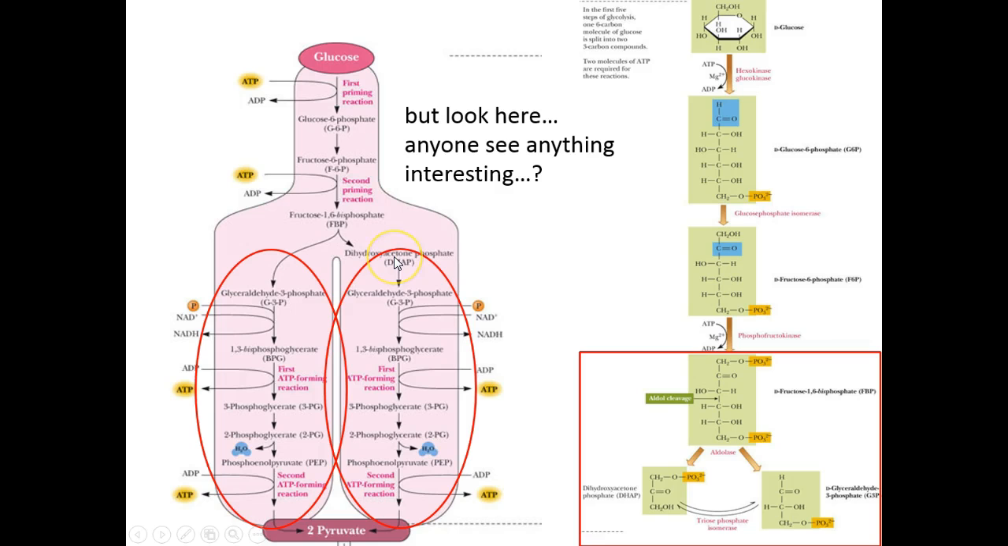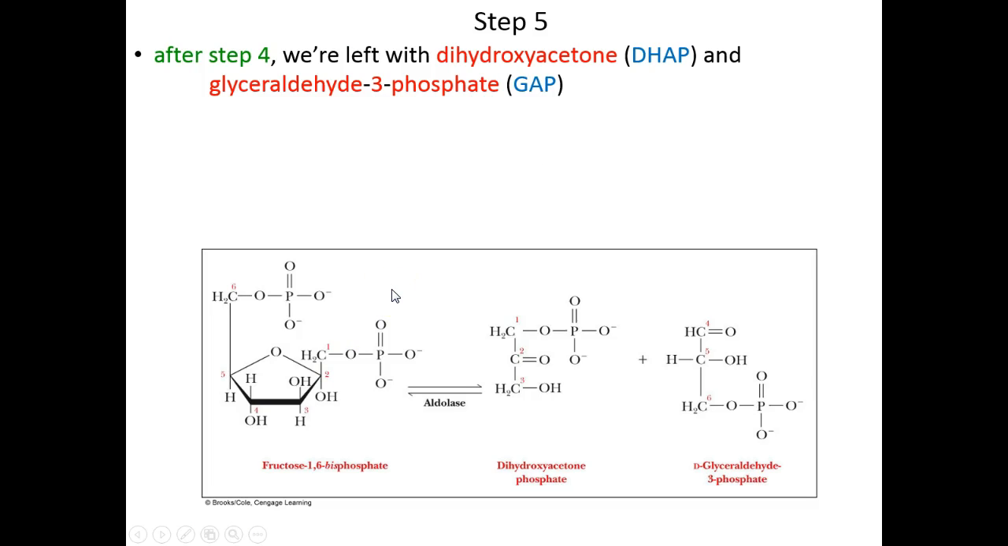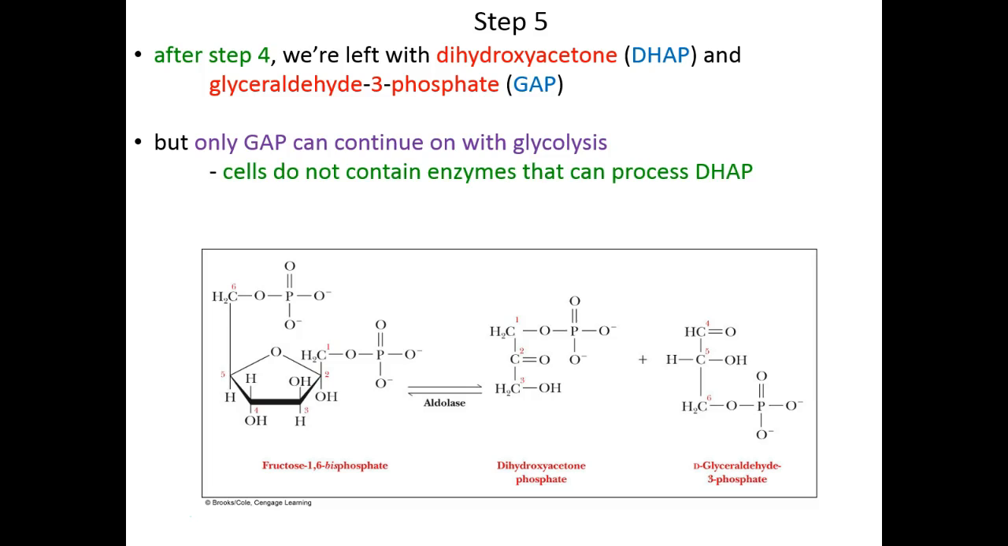Well, we have to somehow convert DHAP into GAP. We want to end with 2 identical GAP molecules, glyceraldehyde 3-phosphates, so that we can process those 2 GAPs in an identical fashion on their way to pyruvate. The only way to end up now with 2 GAPs is to somehow convert DHAP into GAP. And that's step 5. So step 5 is the isomerization of DHAP to GAP, because only GAP can continue with the later steps of glycolysis.